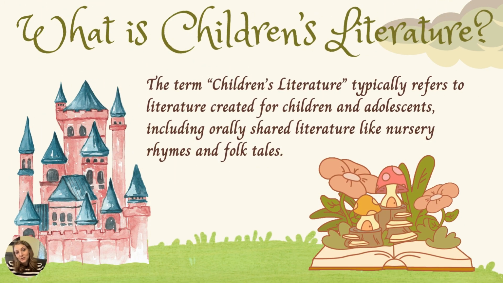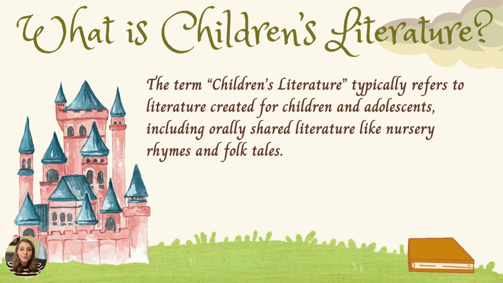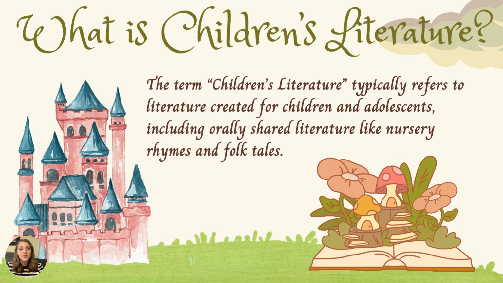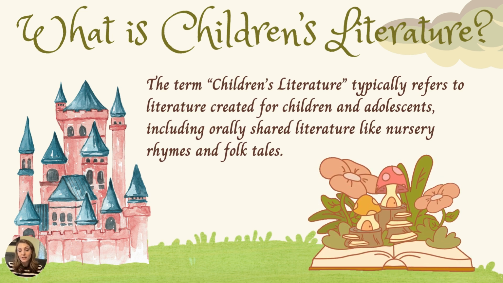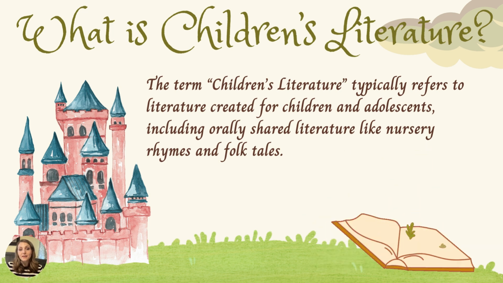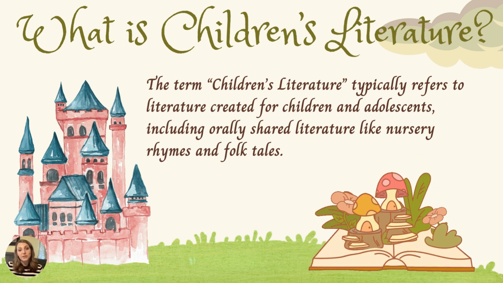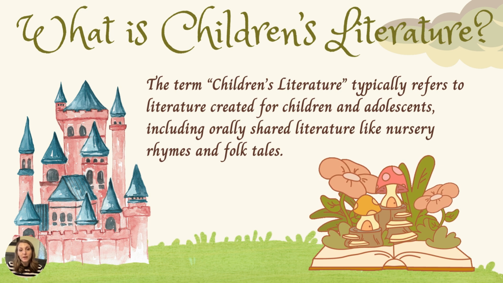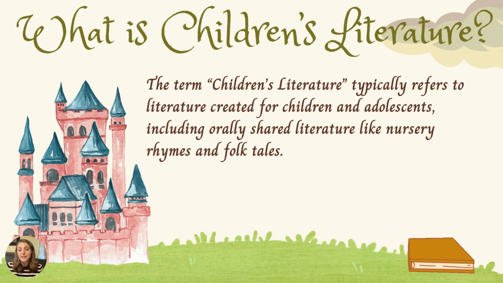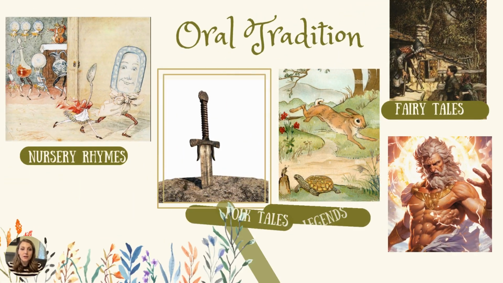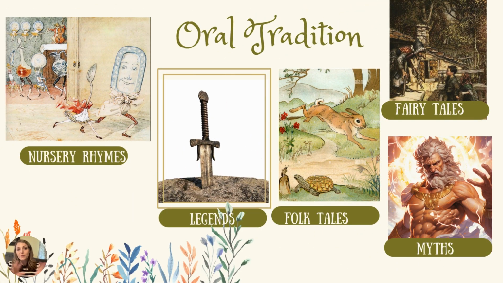What's the definition of children's literature, right? We've got to start somewhere. The term children's literature typically refers to literature created for children and adolescents, and that includes stories that have been orally shared, like nursery rhymes, which we'll talk about in a little bit, and folk tales. So, predating or before anyone was writing it down. The oral traditions, stories that were passed down that, of course, were eventually written down, but their origins were through being shared. You've got nursery rhymes.